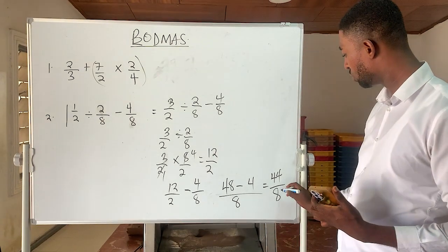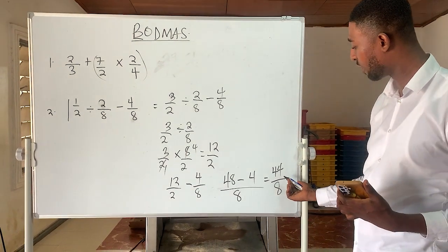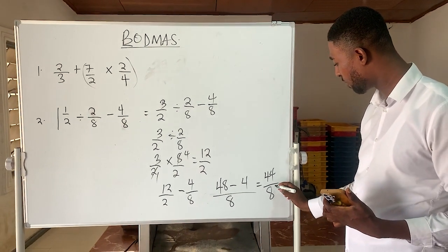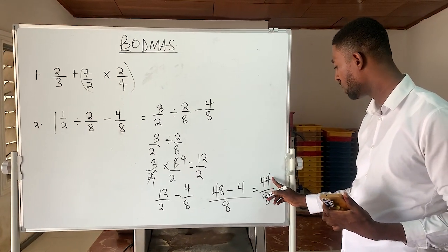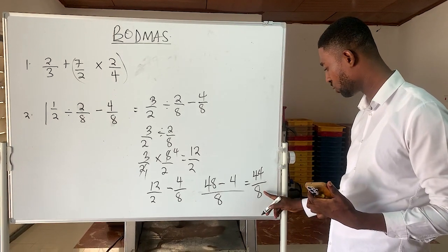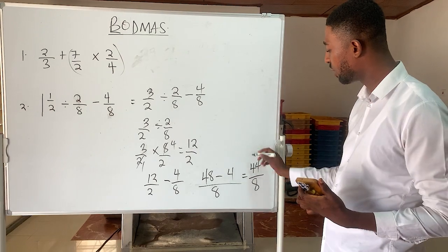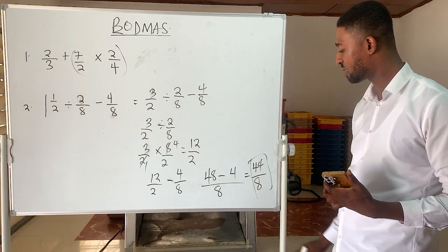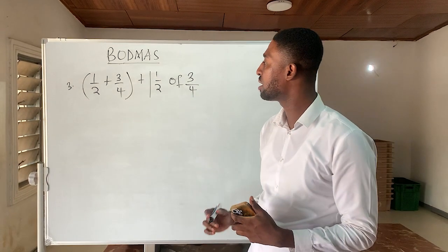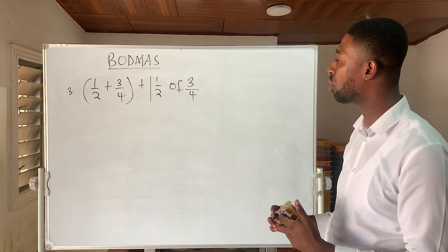44/8. Then we can further reduce this answer to the simplest form. 2 goes into 44 22 times, and 2 goes into 22 11, and it will go into 8 4 times. So you can further reduce the 44/8 to its simplest form. So let's solve this final question using BODMAS.